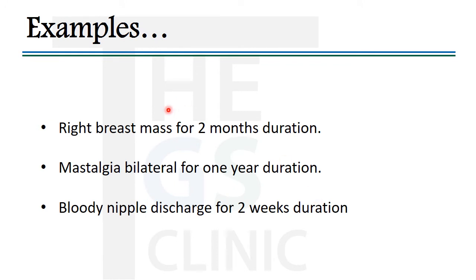Now we have examples about the chief complaint. What's important to know: never add details in the chief complaint. See, these are examples. Right breast mass for 2 month duration. Mastalgia bilateral for one year duration. Bloody nipple discharge for 2 weeks duration.